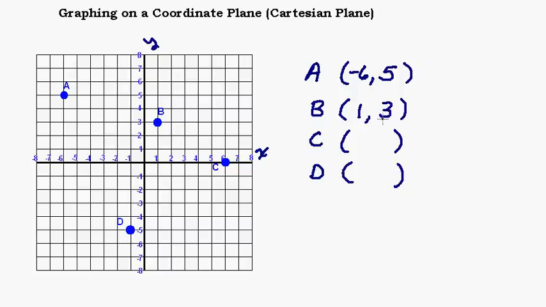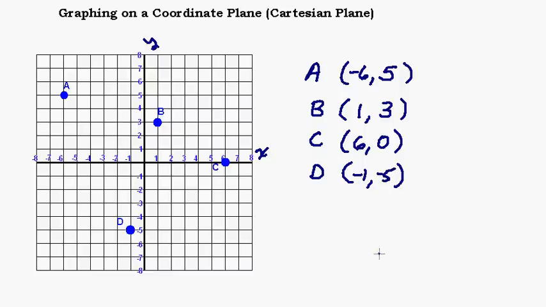1, 3. Starting back in the middle, C is at 6 and then up nothing. Just sitting right there. So over 6, up nothing. D, I got to go 1 to the left, so that's -1, and then I got to go down 5, so that's -5. -1, -5.